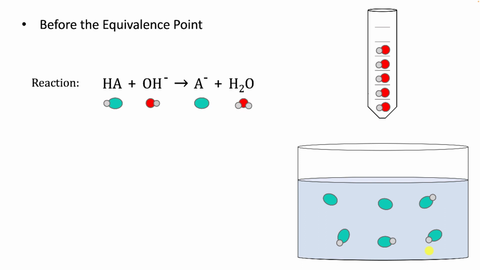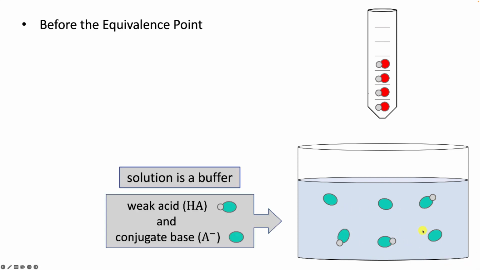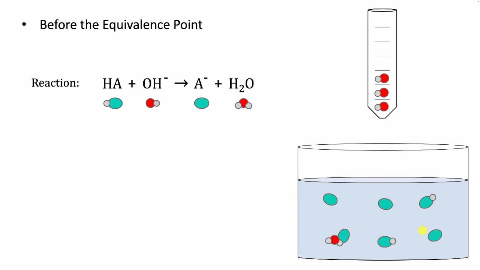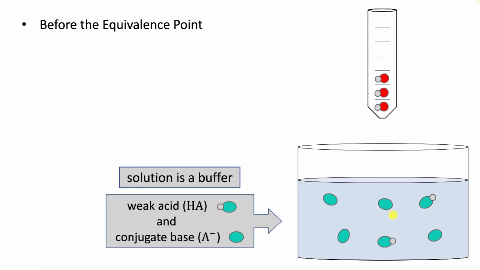So we keep titrating. This reaction keeps happening. Another OH minus converts an HA into its conjugate base. Relatively equal amounts of weak acid and its conjugate base, so still a buffer as well. Continue. Another HA converted into A minus. And we're getting less and less HA, more and more A minus. Here, they're both still fairly significant concentrations, so we still have a buffer.